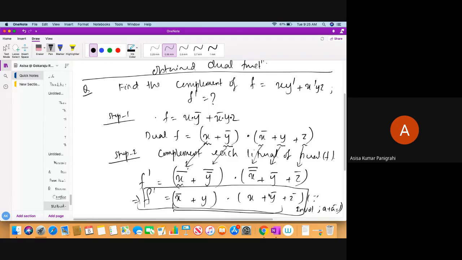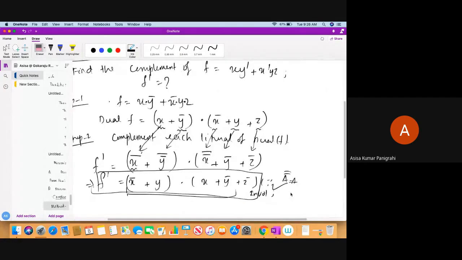Okay. Then apply the involution theorem. Involution theorem tells me that a or a bar is 1. Sorry, involution theorem, not this one. So this one is a bar's bar is a. Sorry guys. Okay. So this is the way you can finally do your solution. Okay, any doubt on this? If not, we'll proceed further.